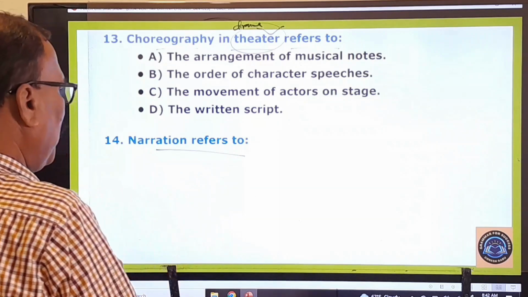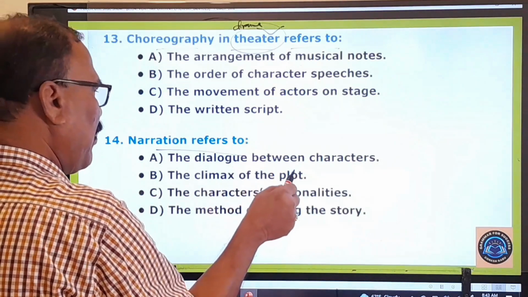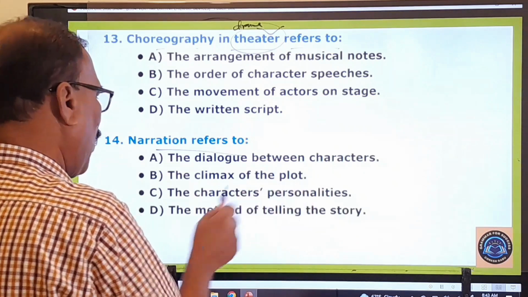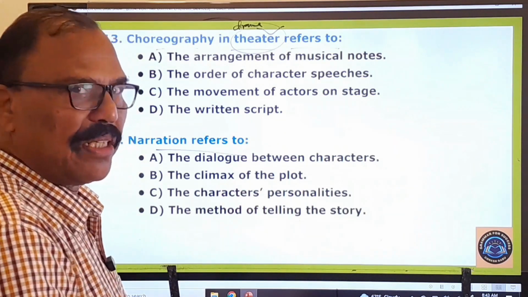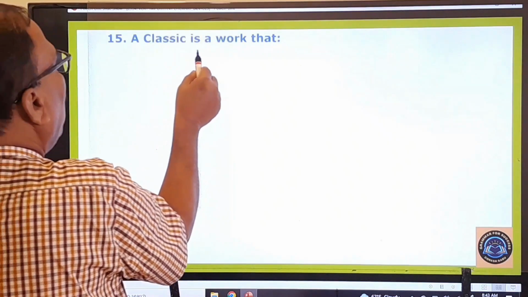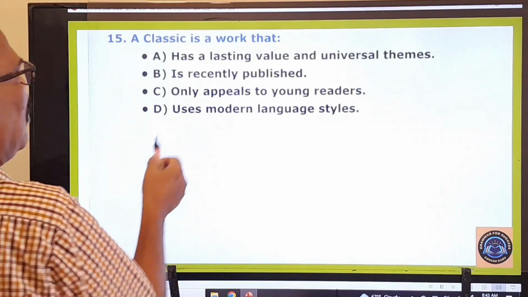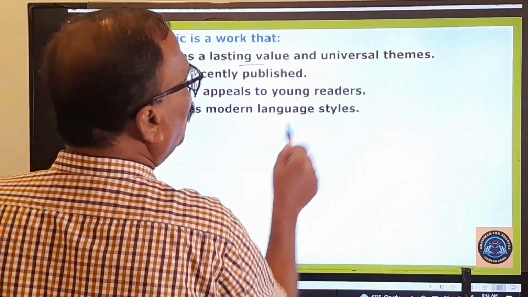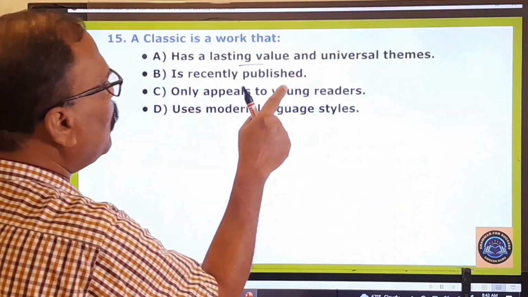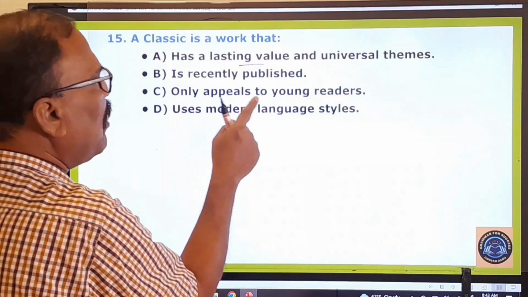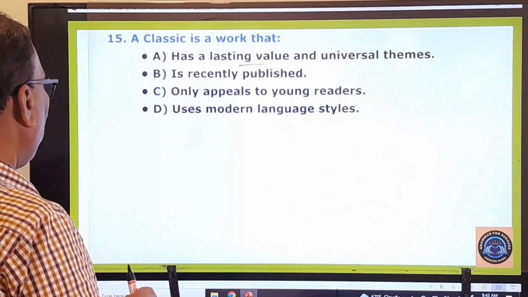Narration refers to what? The dialogue between characters, the climax of the plot, the characters' personalities, the method of telling the story. Now we move to other questions. 15th one, a classic is a work that, what is that work? Has a lasting value and universal themes, is recently published, only appeals to young readers, uses modern language styles. You know the right one and you tick it. You go to the next question.